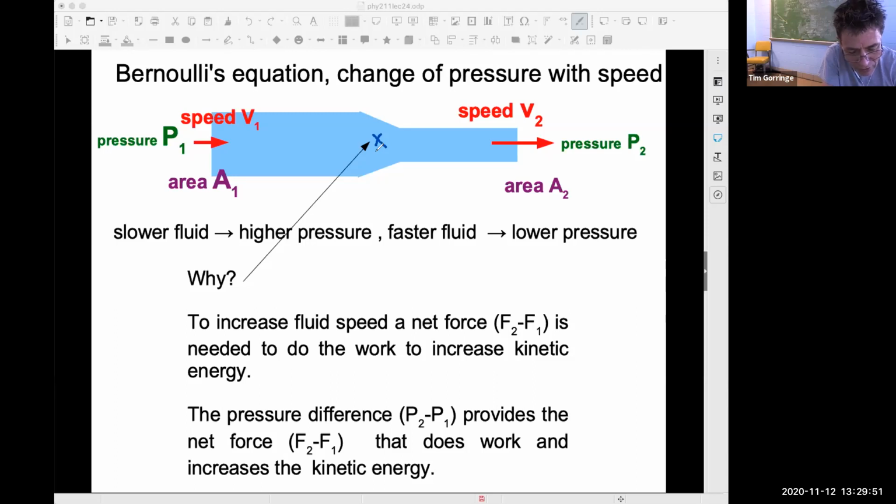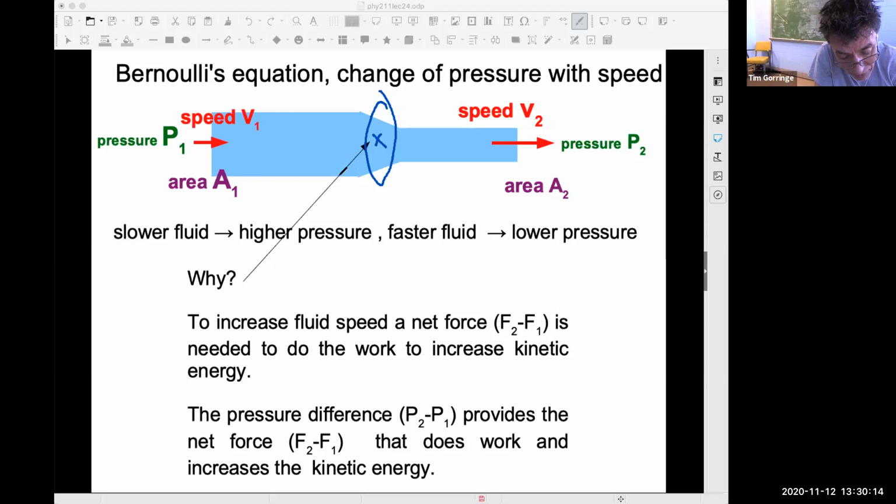And so that's the first thing to realize. This region here is a really interesting region, because there is work being done on the fluid and there is a net force being exerted on the fluid. And so where does that work being done on the fluid, where does that net force being exerted on the fluid come from? It comes from the fluid itself.